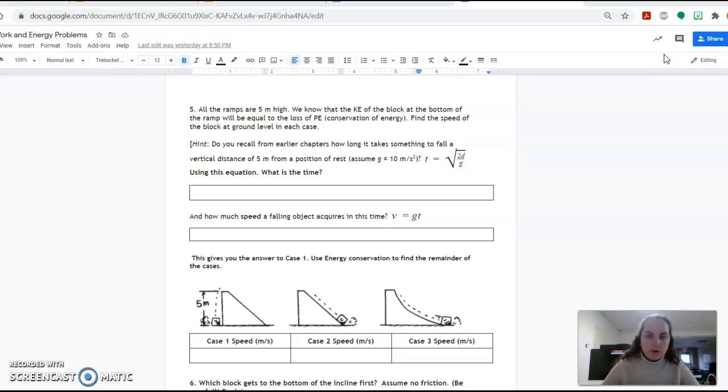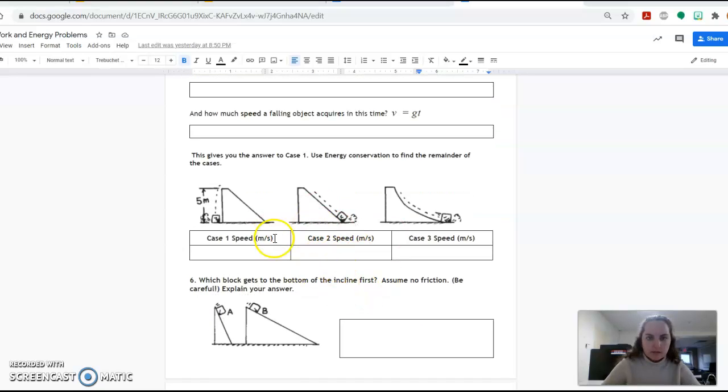So using this equation, what is the time? Really all we need to do is plug in this information. We know that g is a constant and we know that d is 5 meters. So we need to plug in that information in order to solve for the time. And then we need to use this information in order to solve for v. Again, g is a constant, it's 10 meters per second squared, so whatever time you solve for at the top here, that's what your velocity is going to be.